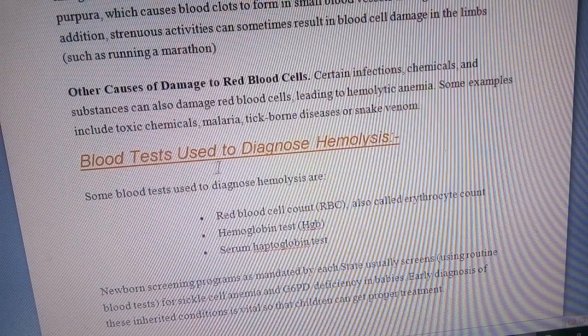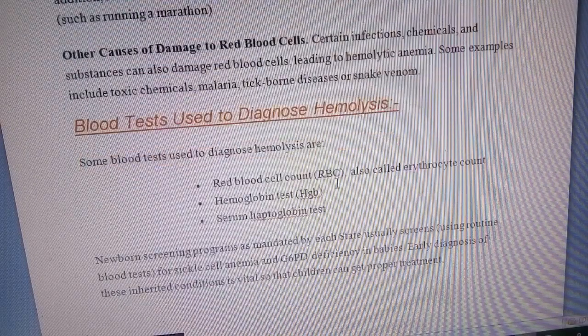Now, blood tests used to diagnose hemolysis. What are they? Some blood tests used to diagnose hemolysis are the red blood cell count, also called the erythrocyte count. Another is the hemoglobin test, the abbreviation is HGB, and another is the serum haptoglobin test.